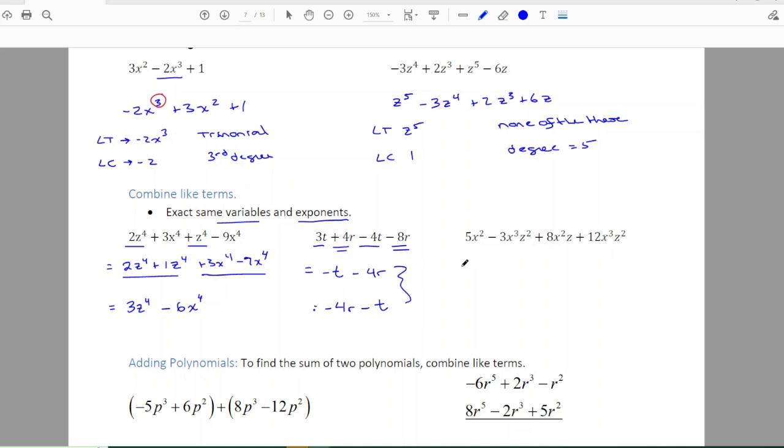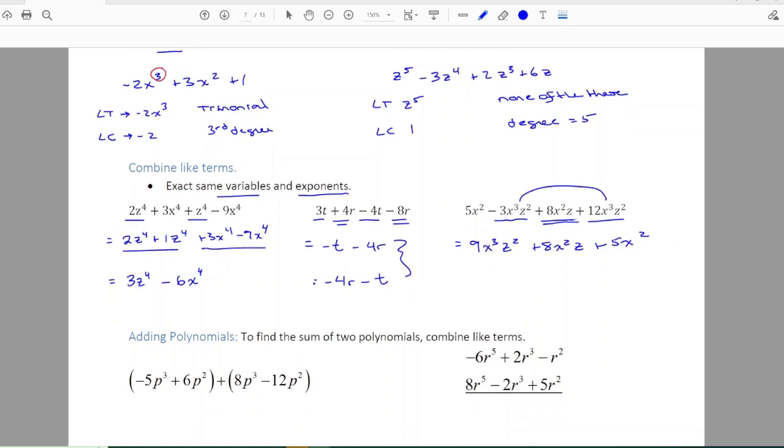All right, what about this last one? Let's try to do this one in descending order. So this one would have a degree of 5. So we have x cubed z squared. Here's another x cubed z squared. So I have negative 3 plus 12 would give me 9 x cubed z squareds. Then I have this guy, which has 8 x squared z's, and there's no partner for him. And then I have plus 5x squared. So the only like terms were these guys here. Everybody else didn't have a partner.